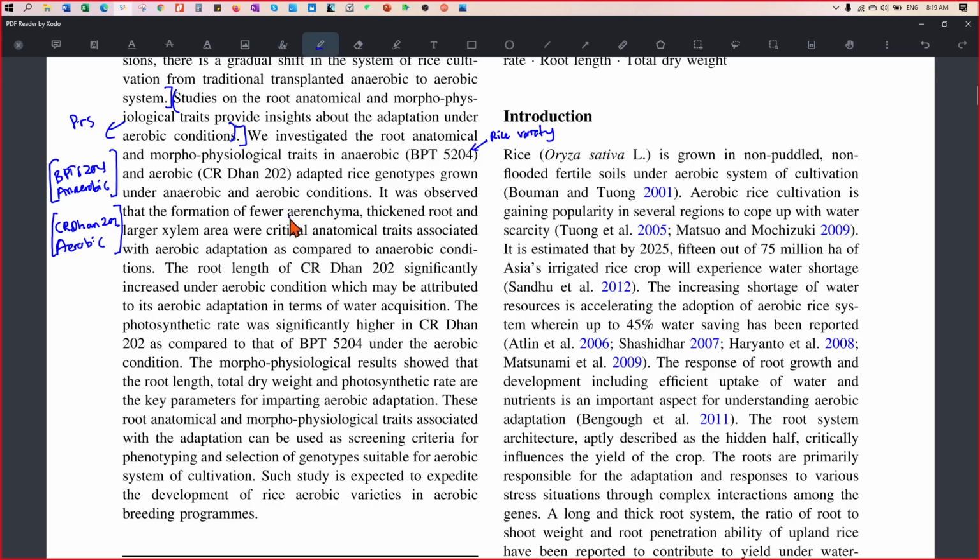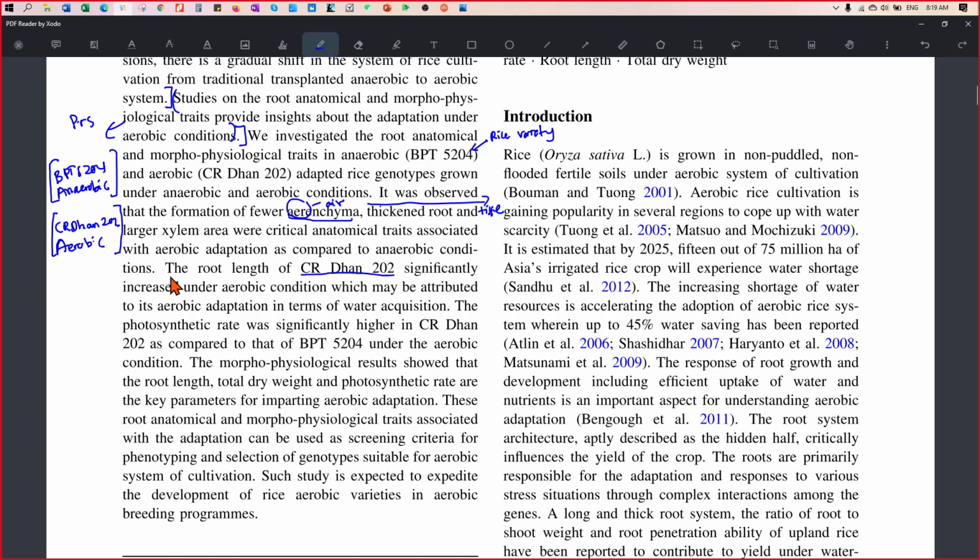Okay, so aerenchyma, please, this is a type of tissue. Air tissue. Remember, how many tissues do you have? Do you need to recall your botany lesson? You have parenchyma, aerenchyma, and also sclerenchyma. Okay, and then the root length of CR Dhan 202 significantly increased under aerobic condition, which may be attributed to its aerobic adaptation in terms of water acquisition. So this is the summary of the finding.